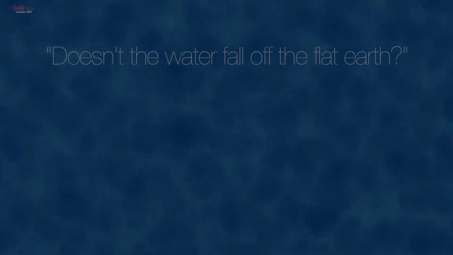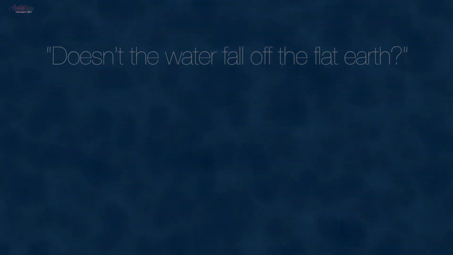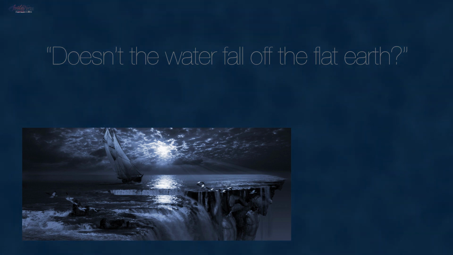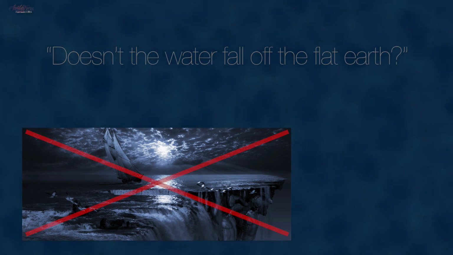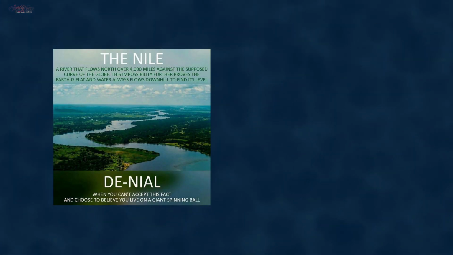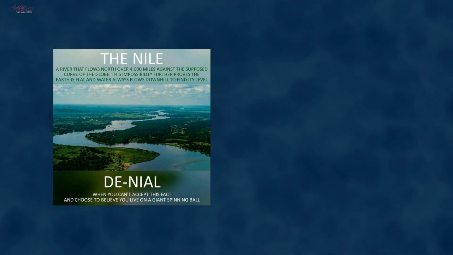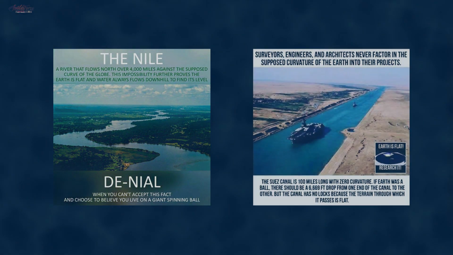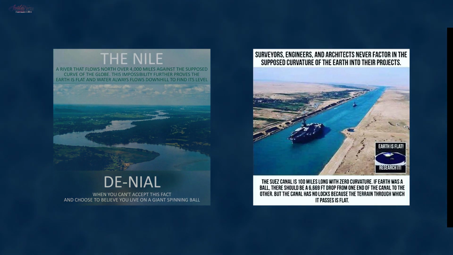People often ask the question, doesn't water fall off the flat Earth? They picture the Earth still floating in space rather than part of an extended flat plane. The water is held in all around the flat circle by the Antarctic ice wall. Many rivers are impossible on a globe Earth. The Nile would be flowing over 4,000 miles upward against the curve. The Suez Canal is 100 miles long with no locks as it flows over a flat plane.